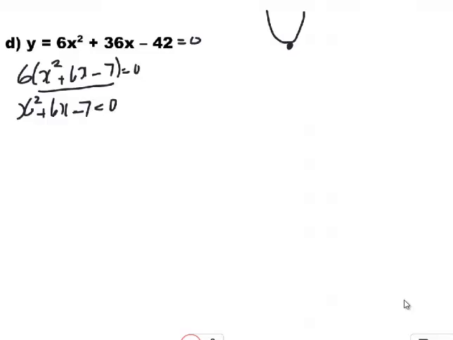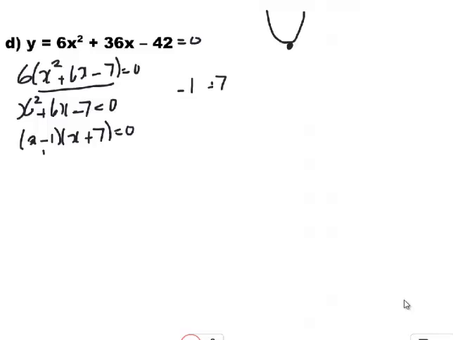There is no common factor and the leading coefficient is 1. So this means that I can use sum and product. The only two numbers that multiply to 7 are 1 and 7. Now, the product is negative 7, so one of them has to be negative, and the sum has to be 6. So the answer is going to be negative 1 and plus 7. So we can write this one as x minus 1 times x plus 7.